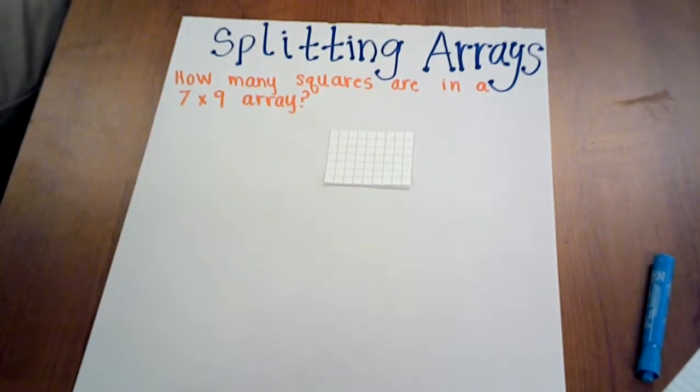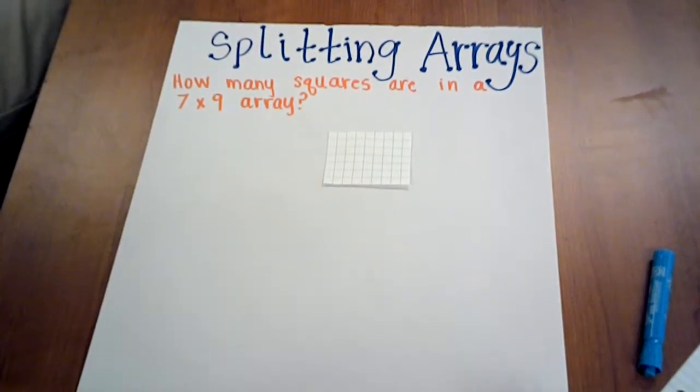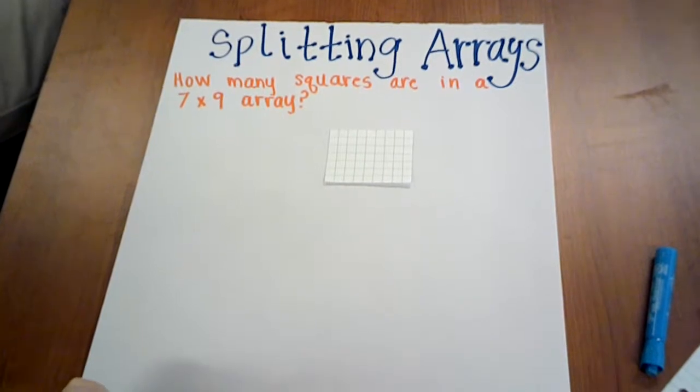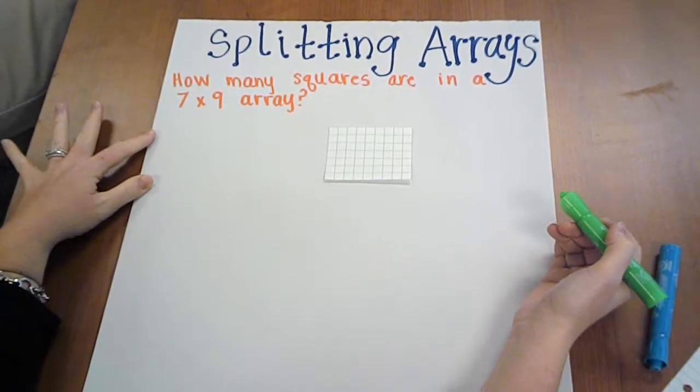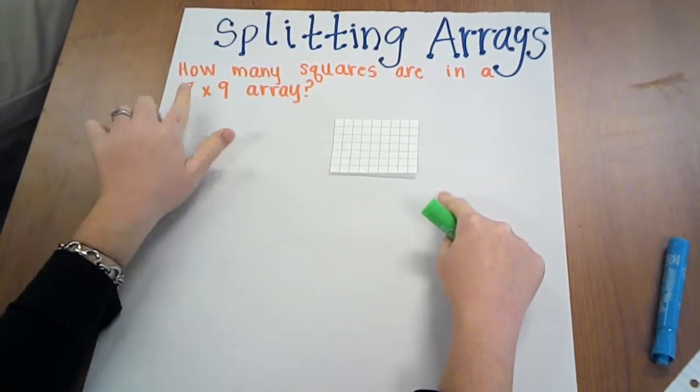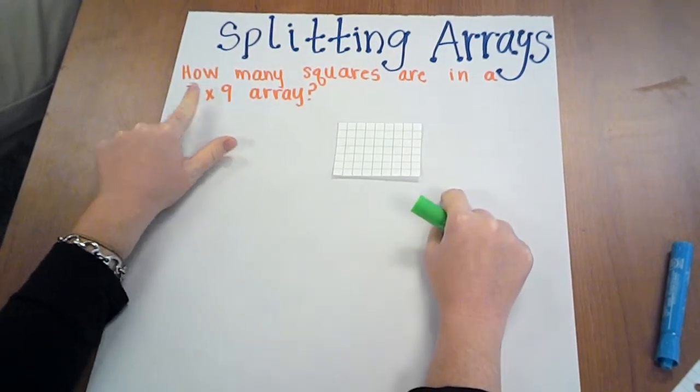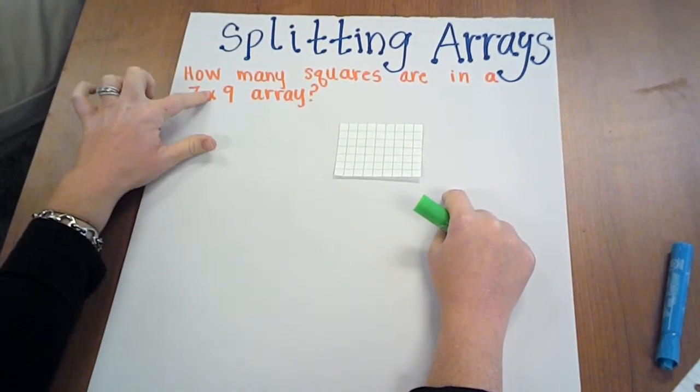We've been talking a lot about multiplication and adding up equal groups. Today we're going to practice splitting arrays. So we're trying to figure out how many squares are in this array. And this is a 7 by 9 array. So we think of it as 7 rows of 9.